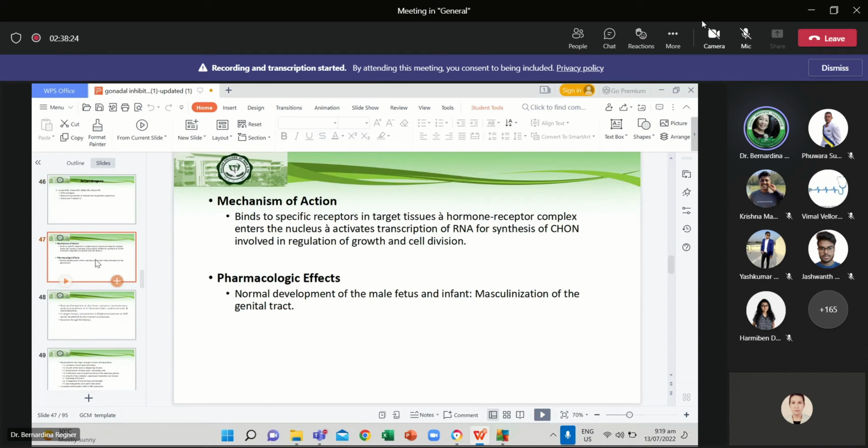Mechanism of action, they will bind to your specific receptors in target tissues. Your hormone receptor complex will enter the nucleus and activate transcription of RNA for synthesis of protein involved in regulation of growth and cell division. Now, pharmacological effects, normal development of the male fetus and infants, masculinization of the genital tract.